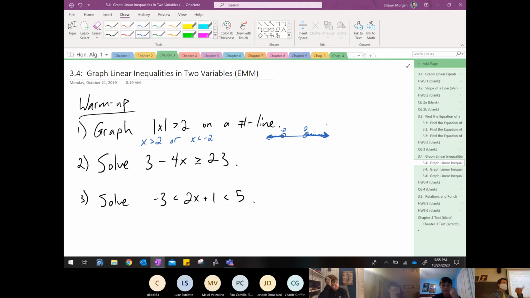But when you've got absolute value of x, that means the distance that x is away from 0 on a number line. And when it says it's greater than 2, what that means is that x is some number that's to the right of 2 or to the left of -2. Okay? So like the number 5 would work, because 5 is farther away from 0 than 2 is. The number -7 would work for the same reason, right? -7 is farther away from 0 than 2 is.